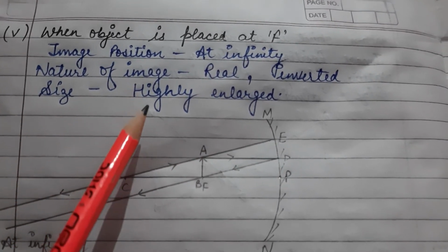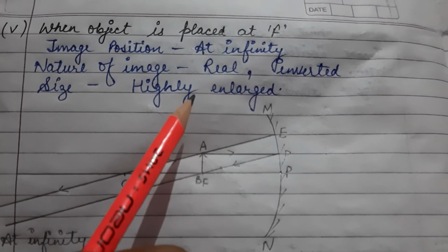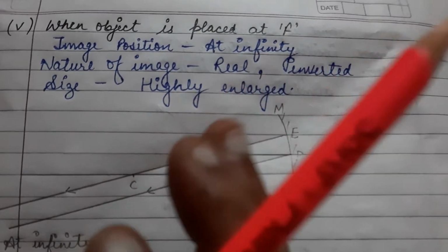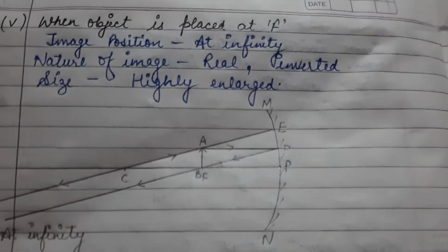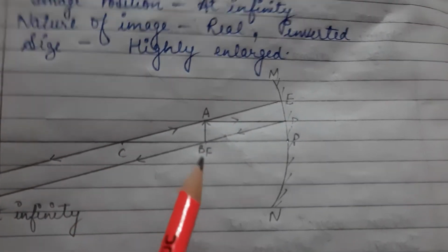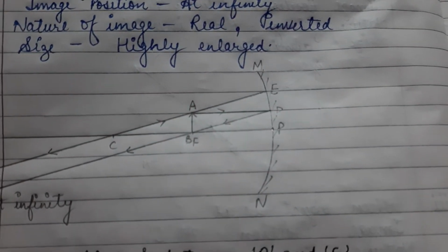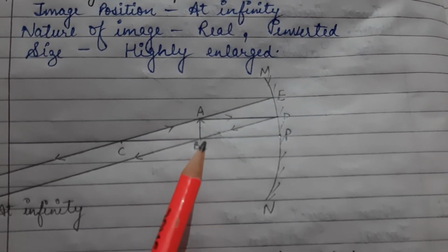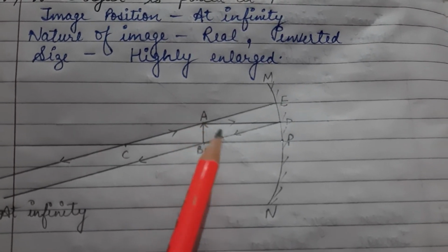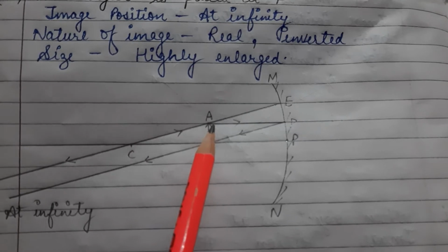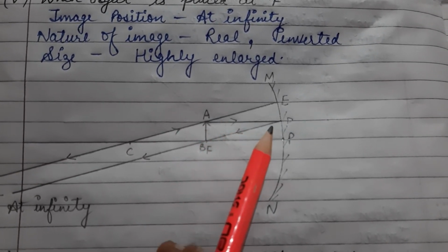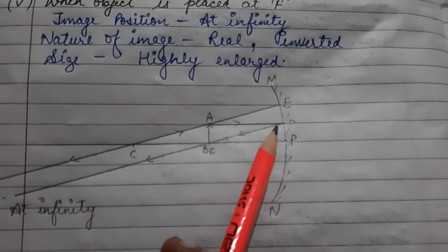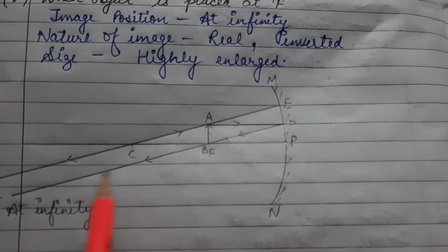Size will be highly enlarged, meaning much bigger, because the image forms at infinity and at infinity we cannot check how large the size is. So that's why we assume it is formed with a very large size. So here at focus there is the object. So let's apply the very first rule. When the ray travels parallel to the principal axis, after striking, it reverses back through focus.